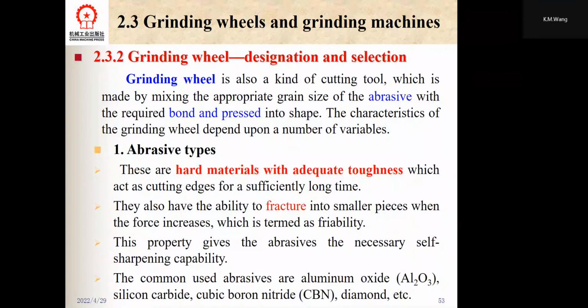Abrasives are hard materials with adequate toughness, which act as cutting edges for a sufficiently long time. They also have the ability to fracture into smaller pieces when the force increases, which is termed friability. This property gives the abrasives the necessary self-sharpening capacity. The commonly used abrasives are aluminum oxide, silicon carbide, cubic boron nitride, diamonds, and so on. This is the abrasive types.